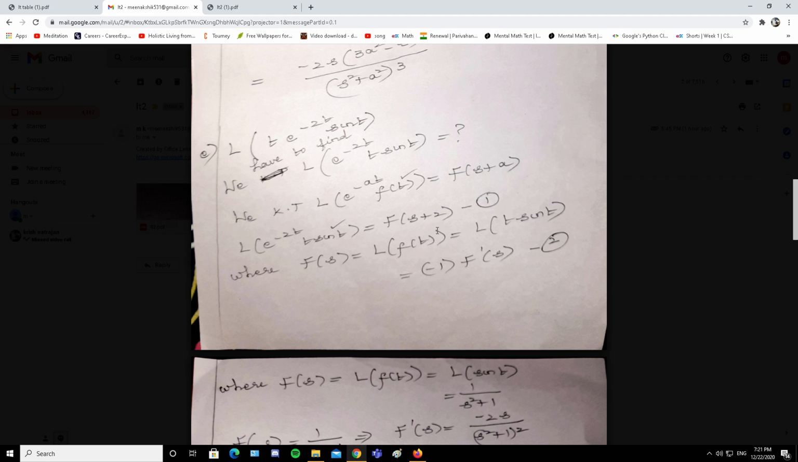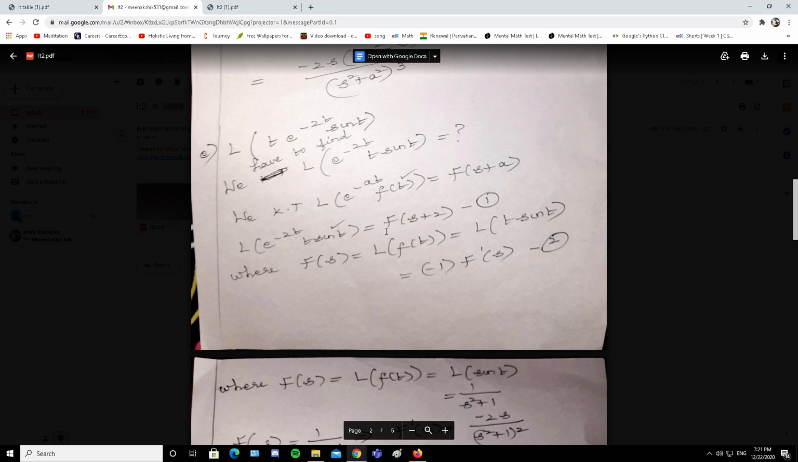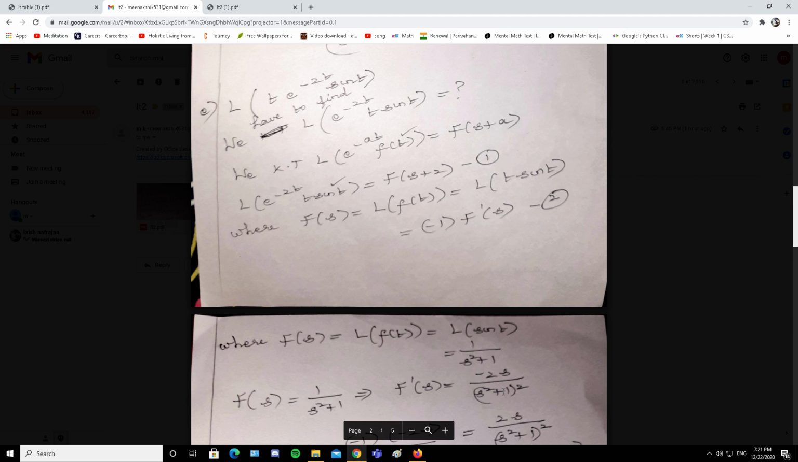So we have to get f of s plus 2 through f of s. What is f of s? L of f of t, where f of t here is t sin t. So what is L of t sin t? It is minus 1 into f dash of s. We have to get f dash of s through f of s. F of s is L of f of t, and f of t here is sin t. L of sin t is 1 by s square plus 1. So what is f dash of s? By quotient rule it is minus 2s by s square plus 1 the whole square.